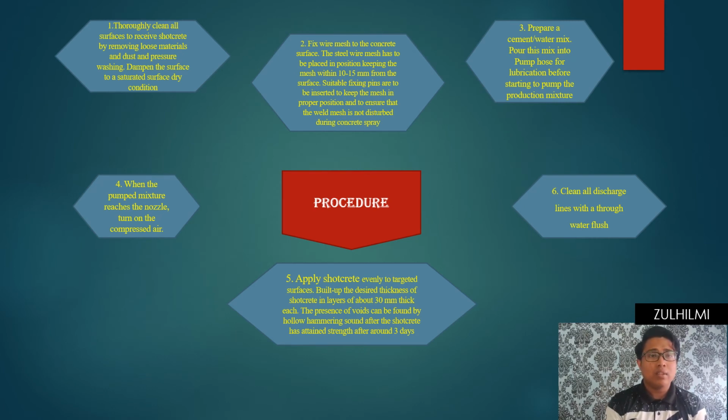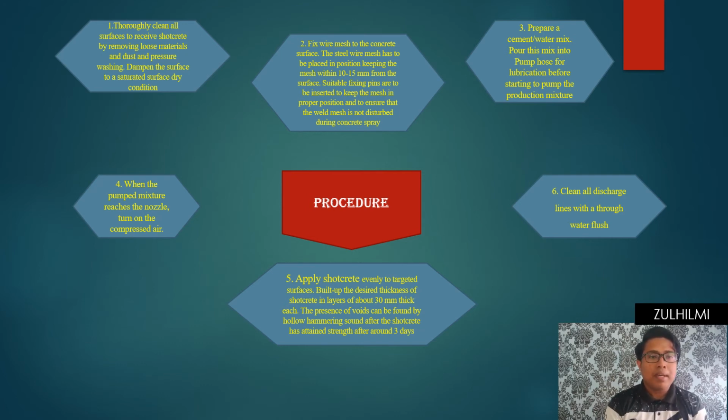First, thoroughly clean all surfaces to receive shotcrete by removing loose material and dust and pressure washing. Dampen the surface to a saturated surface dry condition. Second is fixing wire mesh to the concrete surface. The steel wire mesh has to be placed in position, keeping the mesh within 10 to 15 mm from the surface. Suitable fixing pins are to be inserted to keep the mesh in proper position and to ensure that the mesh is not disturbed during concrete spray.